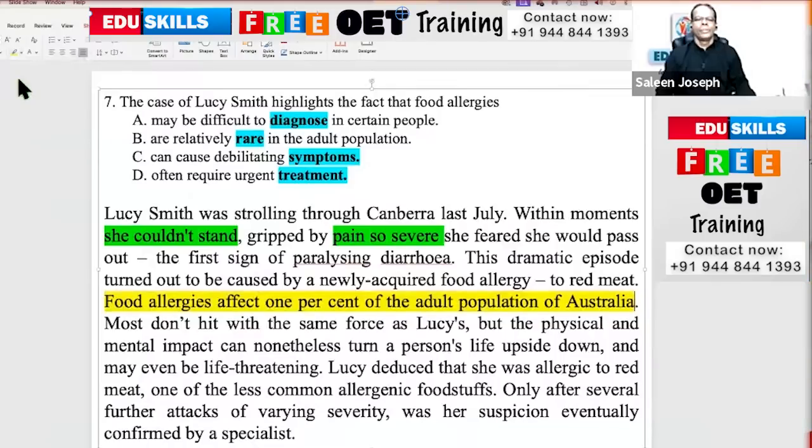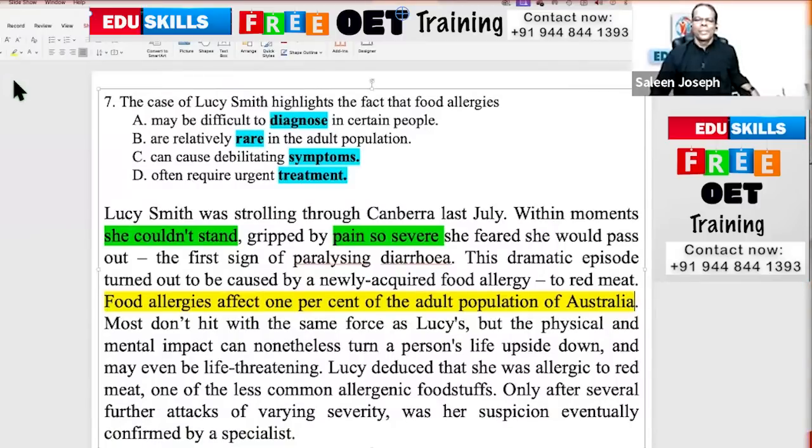Is it the same? Option B says food allergies are relatively rare in the adult population. The text says food allergies affect 1% of the adult population of Australia. Does 1% mean rare? Yes, not many, 1%. This is one criterion they create to confuse you in most of the texts.